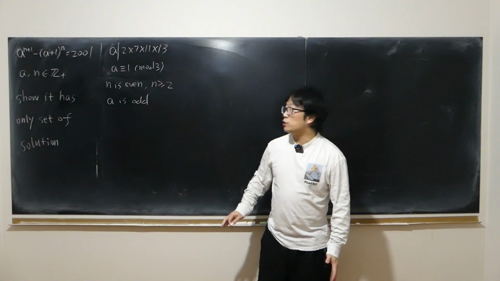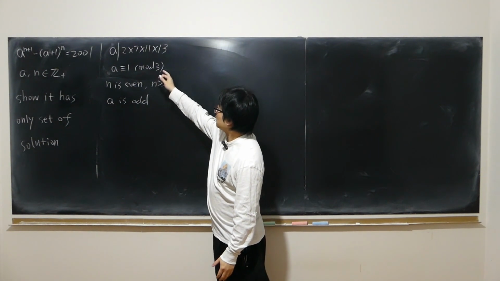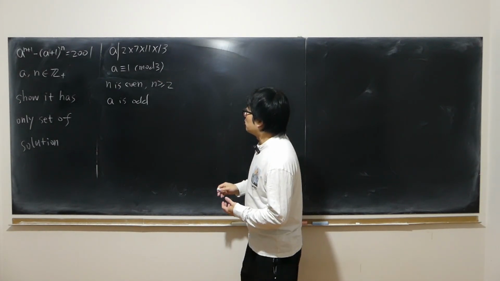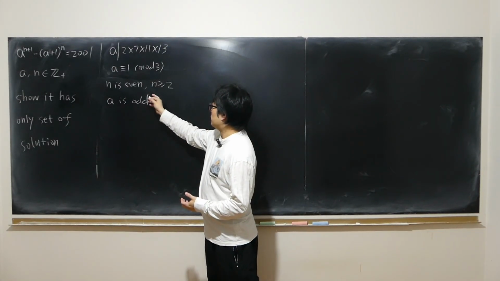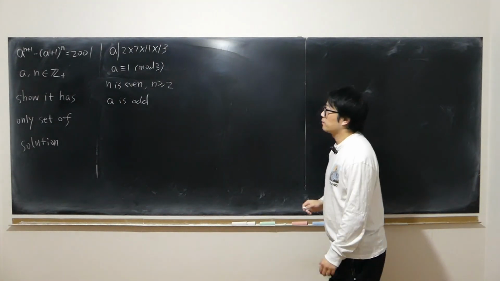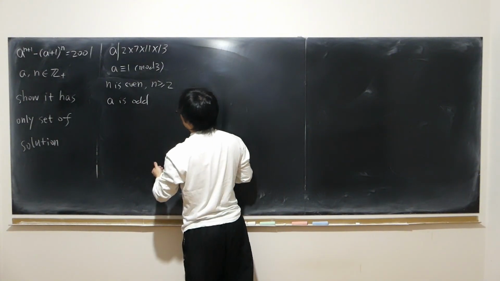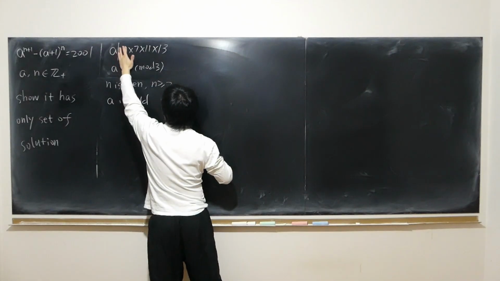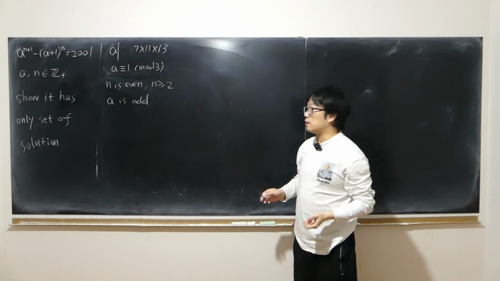So far we have reached those conclusions. So a divides 2 times 7 times 11 times 13, that's the decomposition of 2002. And also a is congruent to 1 mod 3. n is even, n is greater than or equal to 2, and a is odd. So we immediately see that we can narrow down our possibilities. Since a is odd, a divides, actually, we don't need 2 here. It doesn't contain 2.